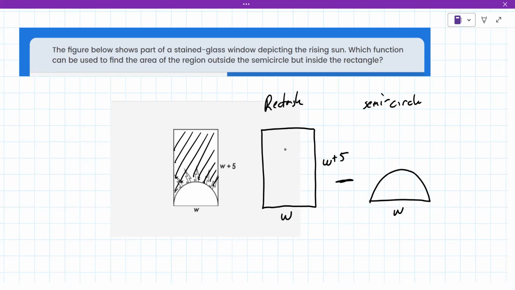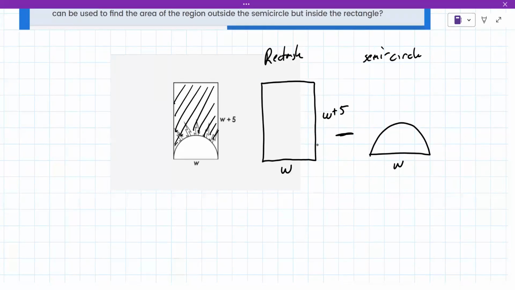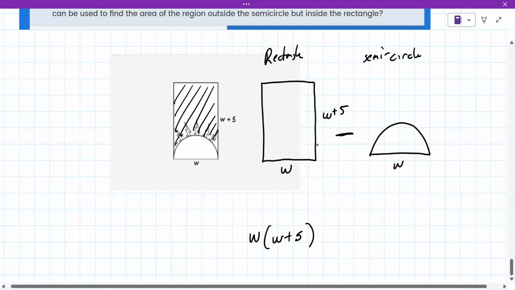Is that okay? Clear so far? Conceptually, big picture? Yeah. Okay. Do you remember the formula for the area of a rectangle? Isn't it length times width? Yes. So in this case, it's W times W plus 5.